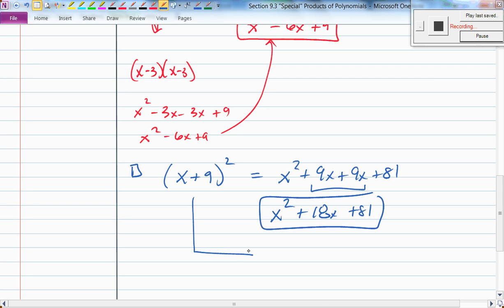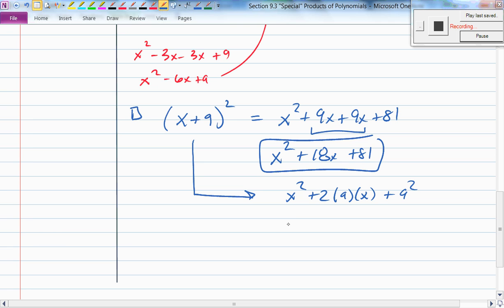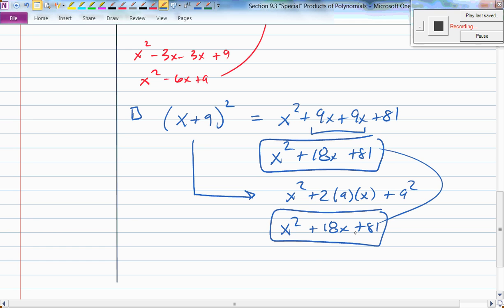The other way to do it is to say x squared plus 2 times 9 times x plus 9 squared. Same exact thing, right? X squared plus 18x plus 81. However you want to do it, they end up being the same.